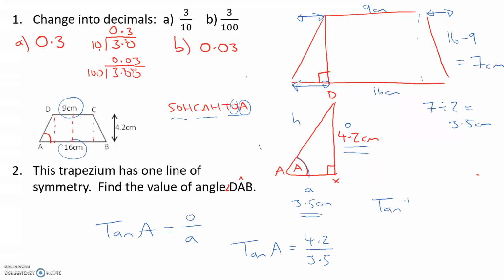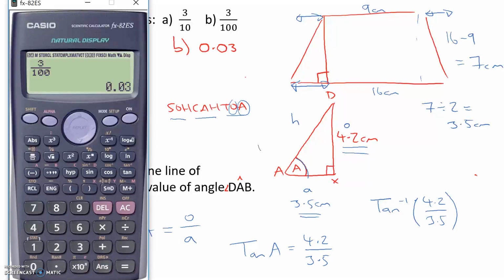We need tan minus 1 of 4.2 divided by 3.5. And that's going to tell us angle A. So, let's pop up the calculator. Clear. What do we want to do? We want inverse tan. I need shift tan. I want the little orangey yellow tan minus 1. So shift tan, and then what do we want?